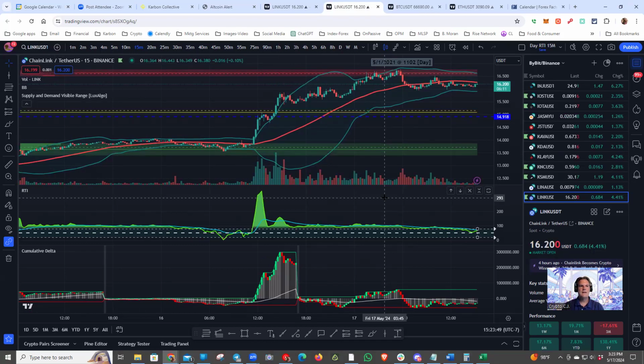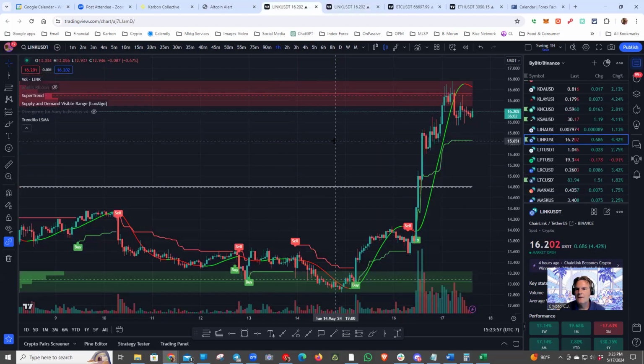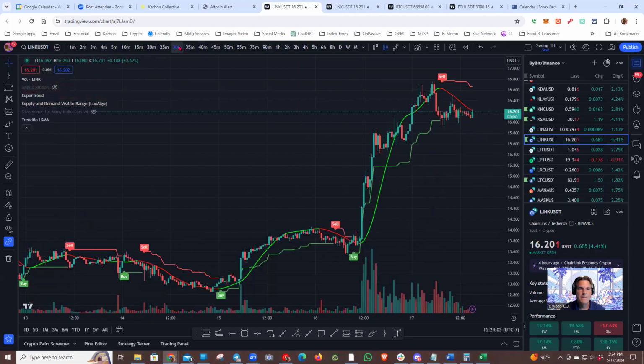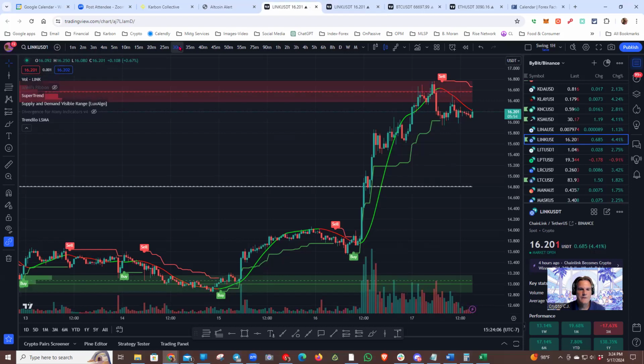Any questions on Link as a day trade? Okay, over to the swing trade layout. I'm on the hour chart. Sometimes I do the 30-minute, depends how soon I want to get in.